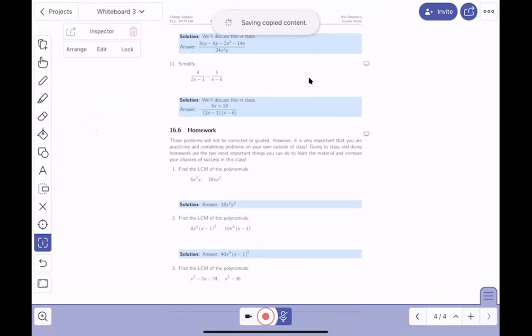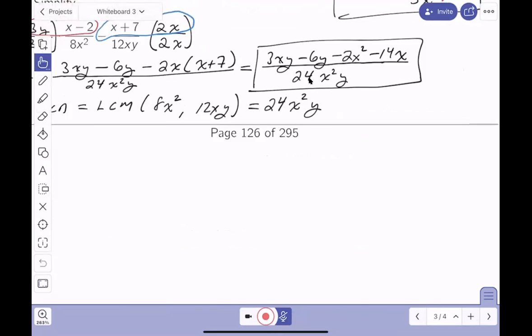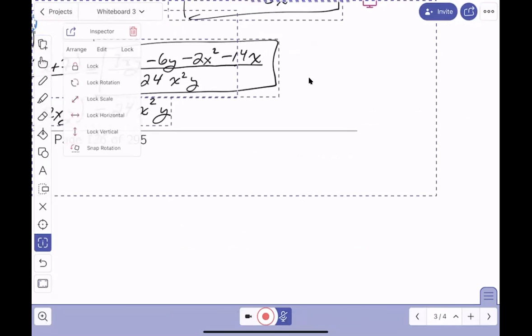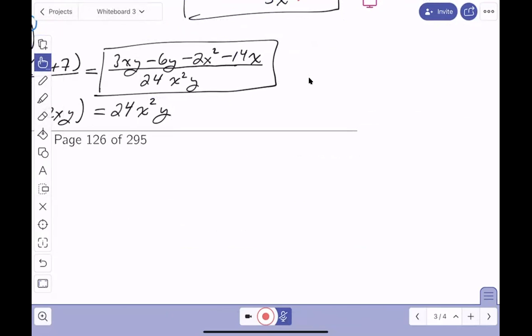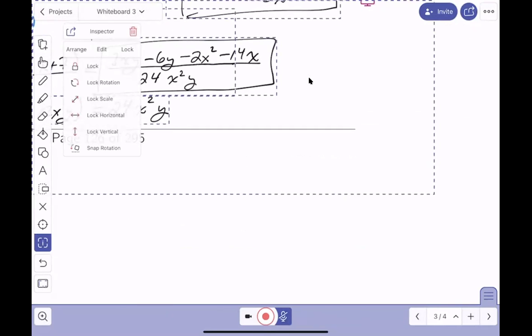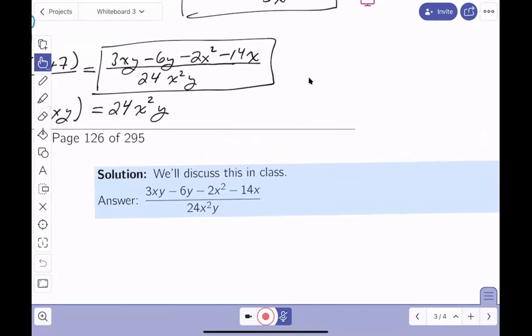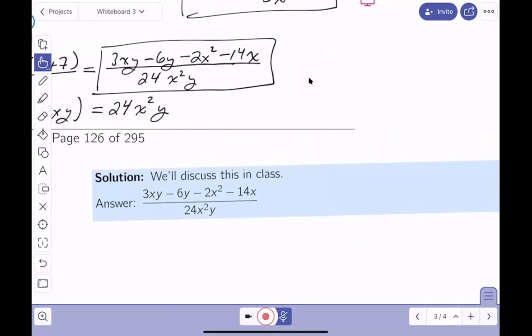I'm going back to the other page, and I'm going to paste it in. See how I did. Oops. Sorry about that. One step at a time.